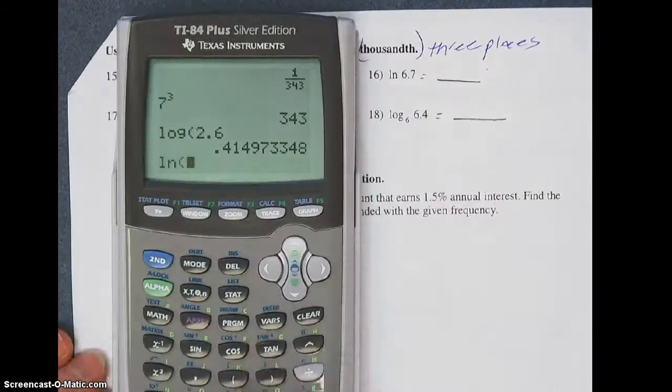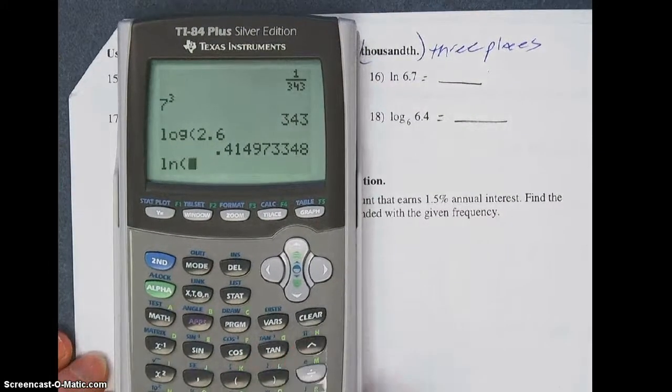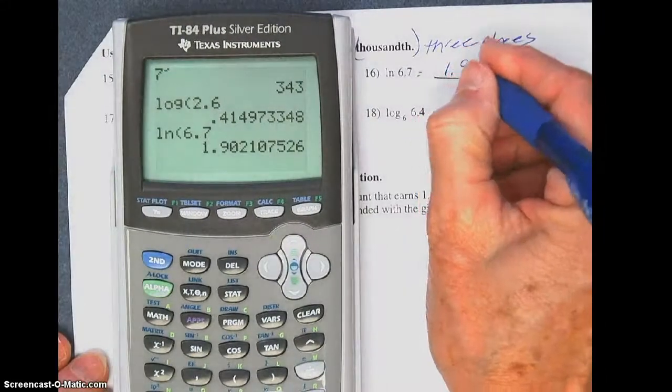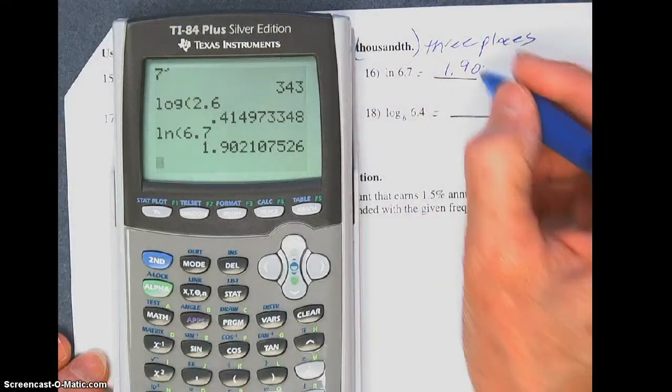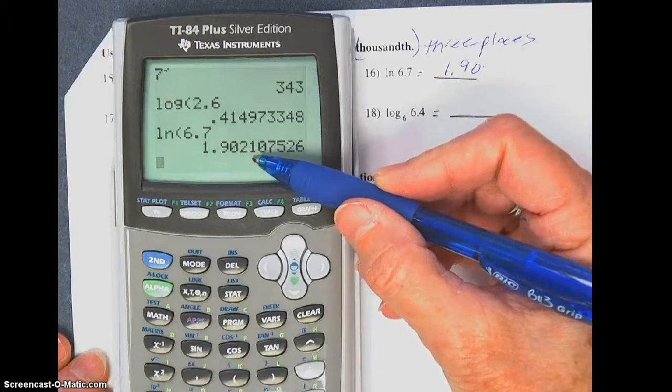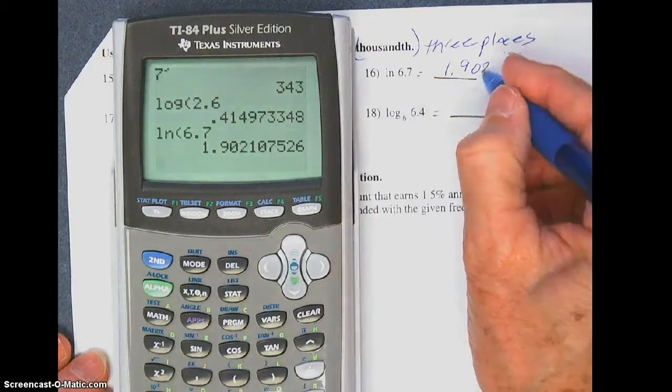Natural log, make sure you use your natural log button. 6.7 to the nearest 3 places would be 1.90. Should that be a 2 or go up? It should stay at 2.